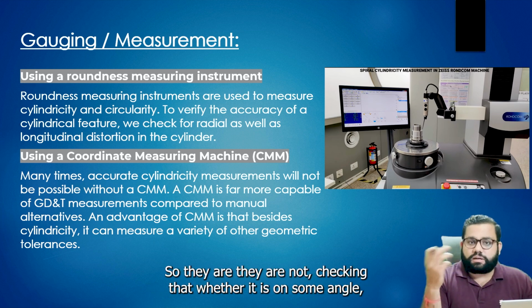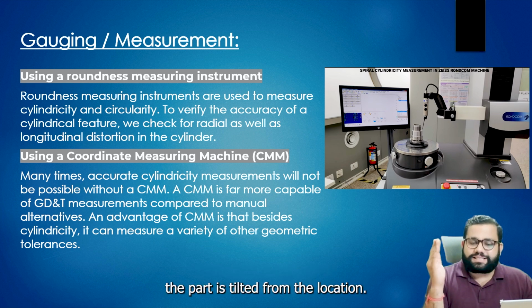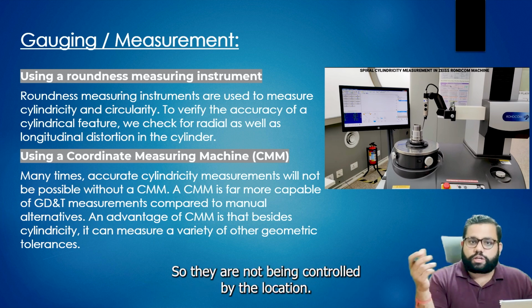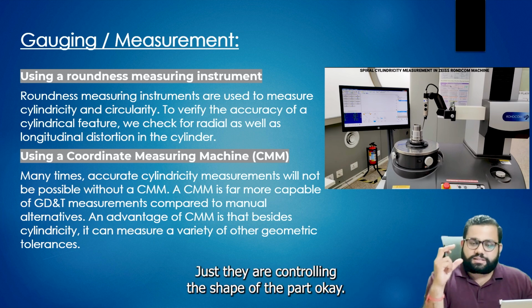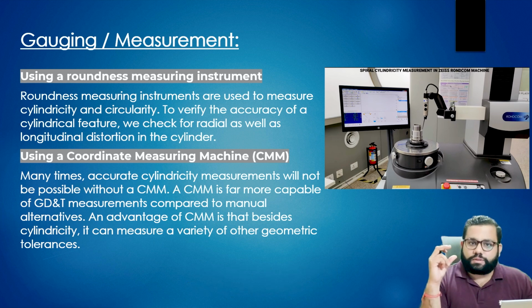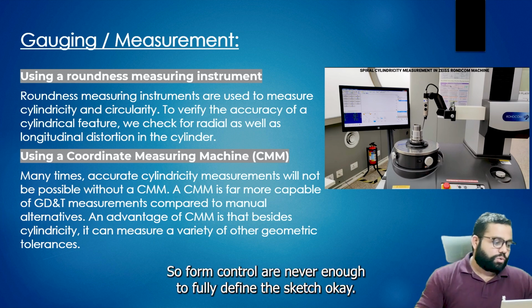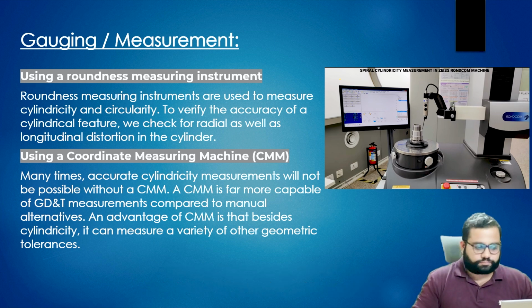So they are not checking whether the part is at 90 degrees or at some angle, or tilted. They are also independent of the location, so they are not controlled by the location. And the third thing, they are not controlling the size. They are just controlling the shape of the part. So these four form tolerances control the shape of the part. Form controls are never enough to fully define the part, so they are used to refine other controls.